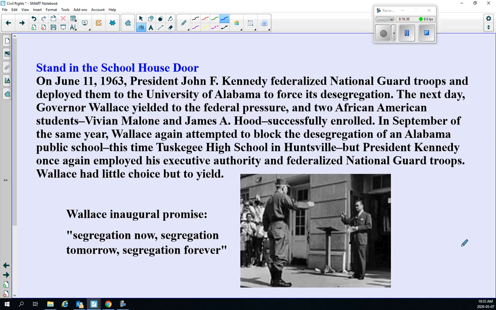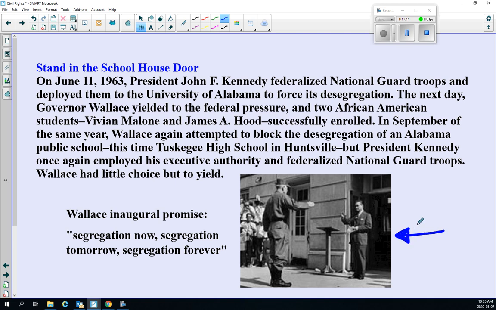Stand in the schoolhouse door. This was later on in 1963. This was in Alabama in this case. What had happened was two African American students had successfully enrolled at the university, and they were going in to try and register for classes and pay their fees. And the governor of Alabama, Governor Wallace, stood literally in the schoolhouse door. You can see it in the picture down here, and wouldn't allow them to come into the building.